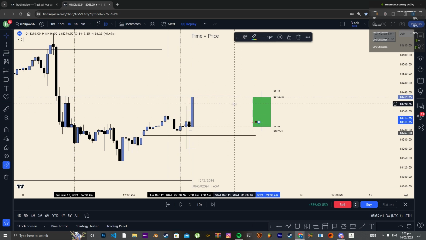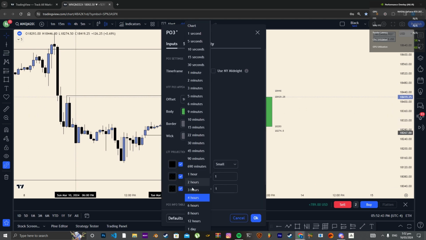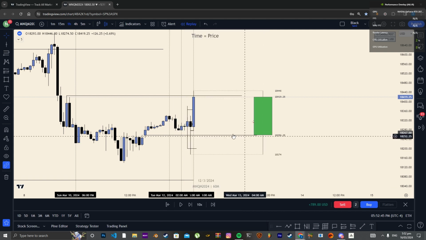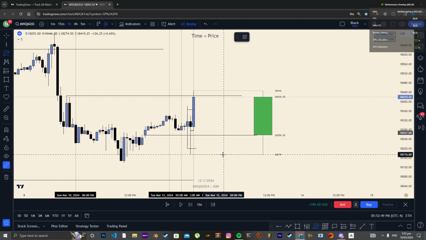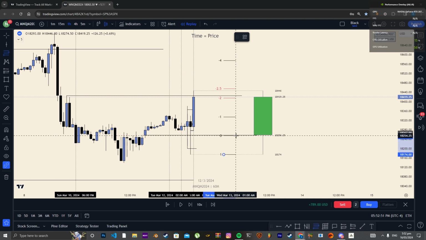So if we change this back to the daily time frame, this is how I like to use my main. If I'm looking for the daily main range standard deviations, what I'll do is I'll do it from the low to the open of the daily candle.